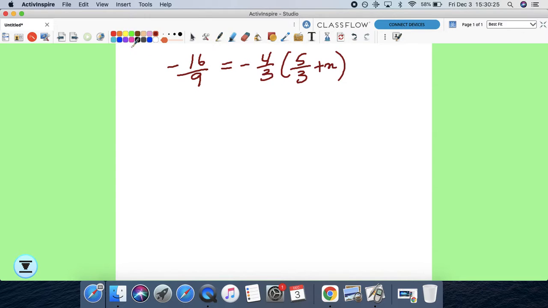Distributive property first. In this case, it's because we have nice fractions. It wouldn't have mattered if we did it or not, but I'm going to do it, because that's how we've been doing it anyway.